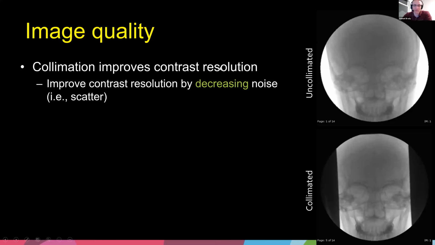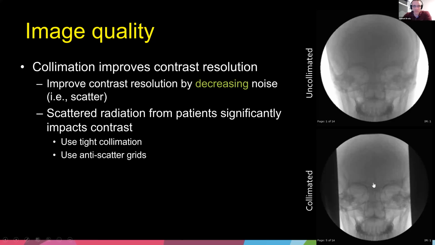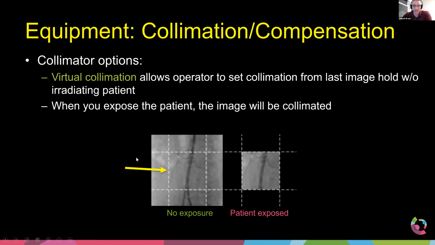So collimation improves contrast resolution. It improves contrast resolution by, one, decreasing the amount of noise. You get much more scatter from these parts of the body that are being irradiated as they scatter into the main field of view. You remove the amount of scatter that you would have had from this part of the body, and you just get a better contrast to noise resolution. So that is using tight collimation. The other way to remove the noise is using anti-scatter grids. We'll talk about that in a moment though.